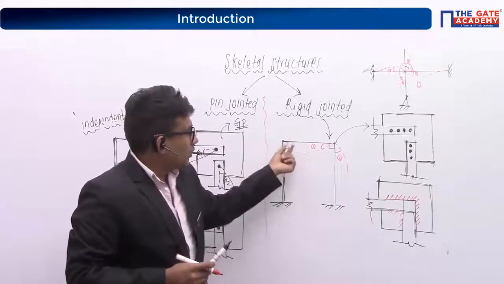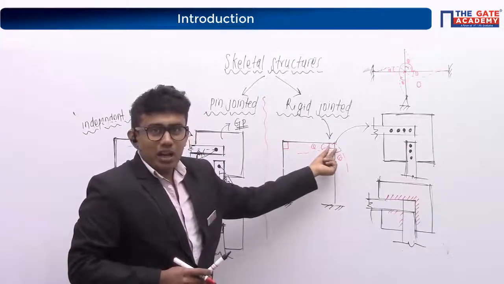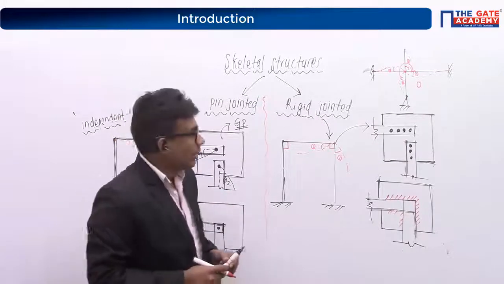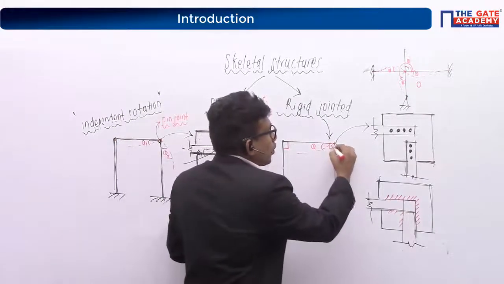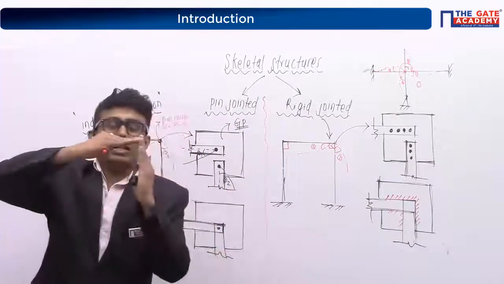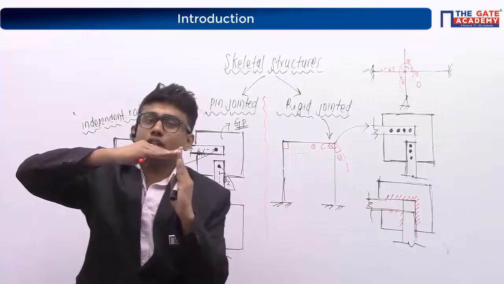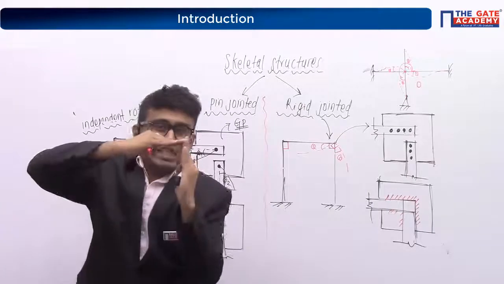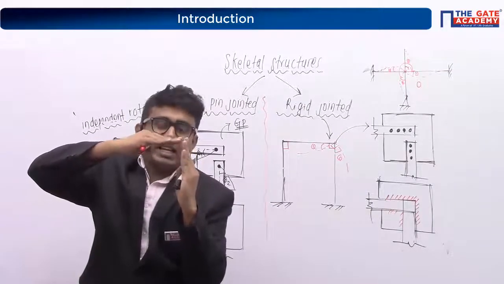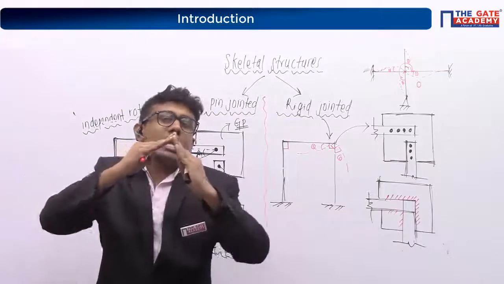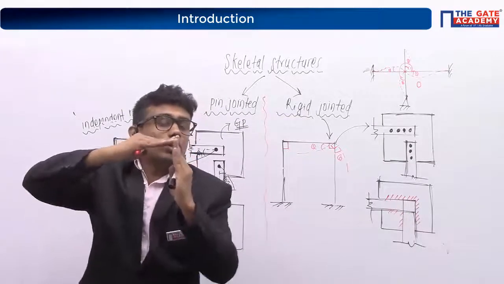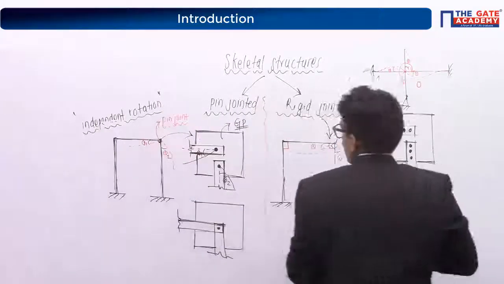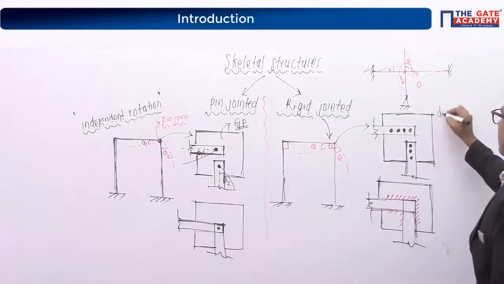See, if this was 90 degrees, after rotation, what will happen? The internal angle is not going to change. That means the angle of the joint or angle between the members before rotation will be the same even after rotation. Are you getting my point? If it is a rigid joint, if 90 was the initial angle, even after rotation, the angle will be the same. Why? Because both the members are rotating with the same angle. But in a pin connection, it is not the same.